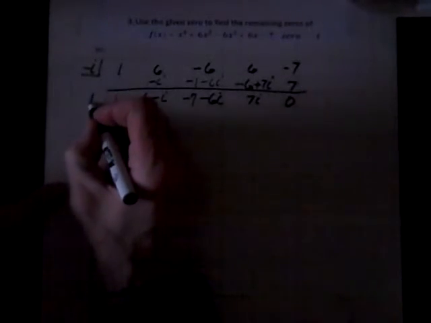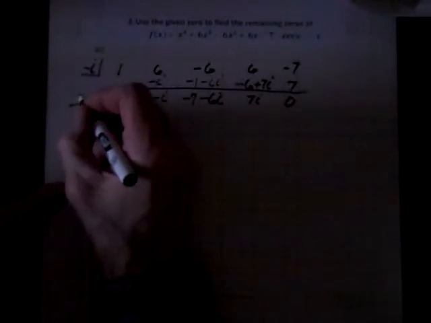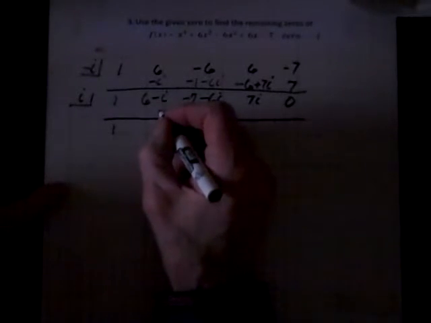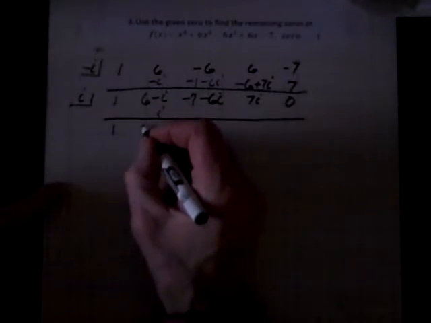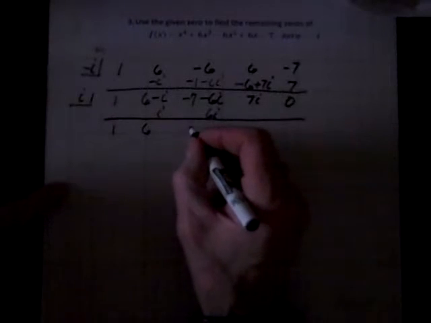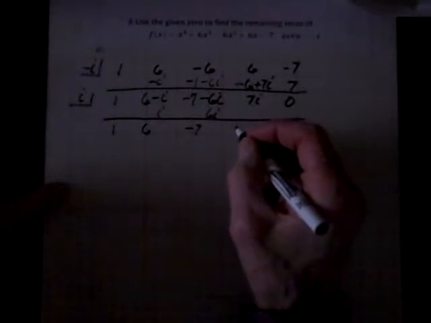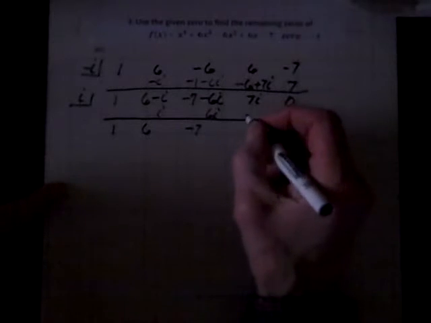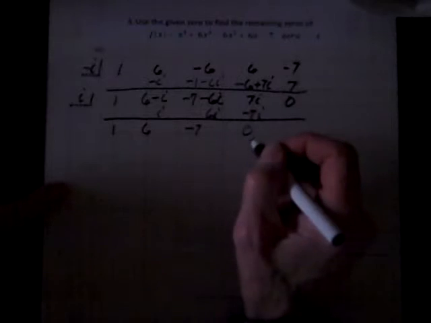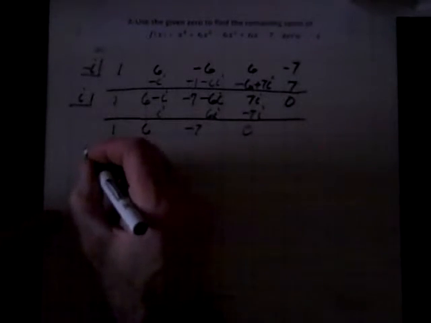So let's do it again, because we know i is also a 0. Repeating the process, bring the 1 down, times i, and that is i. Adding these up, we get 6. Now, 6 times i is 6i. Adding these up, we get negative 7. The 6i's add out. Multiplying times i, we get negative 7i. And there's our 0.